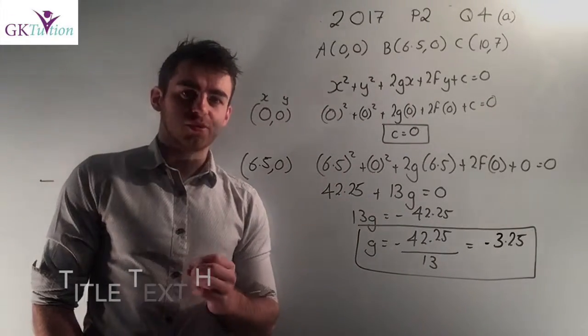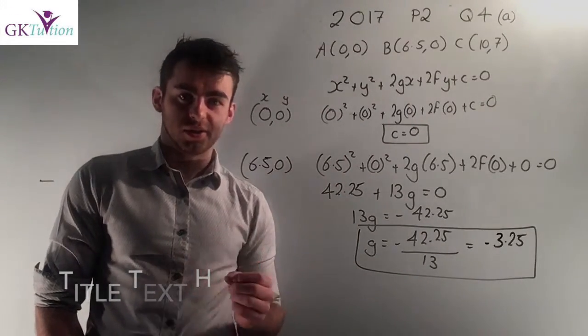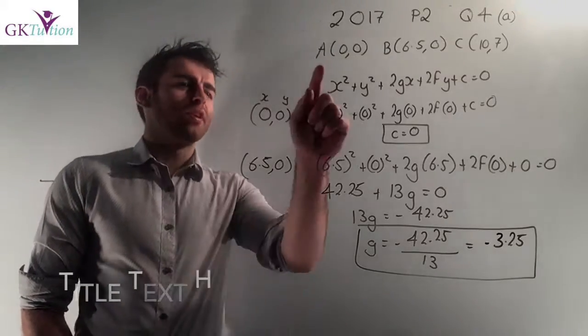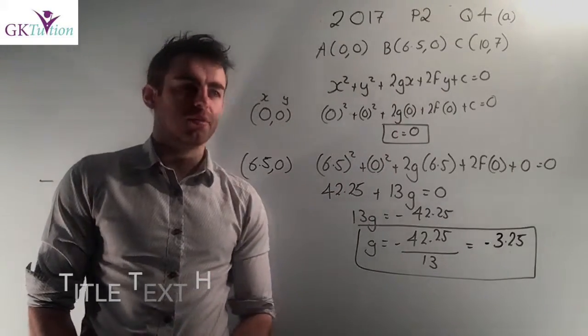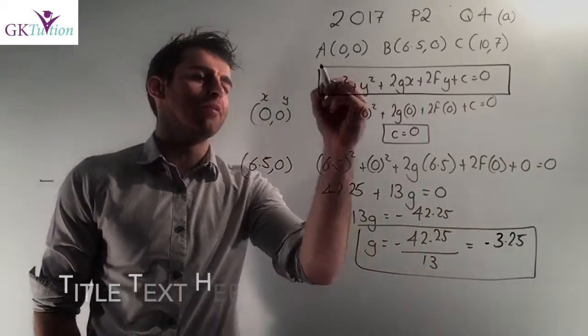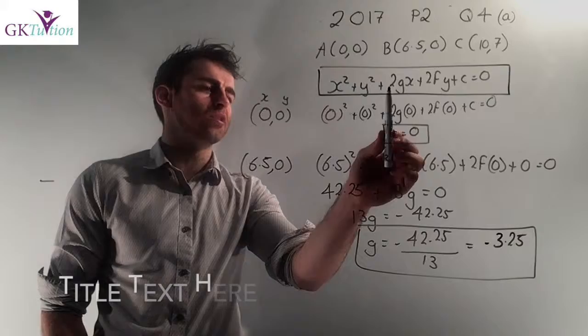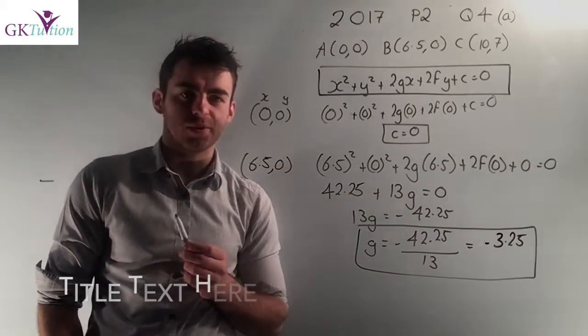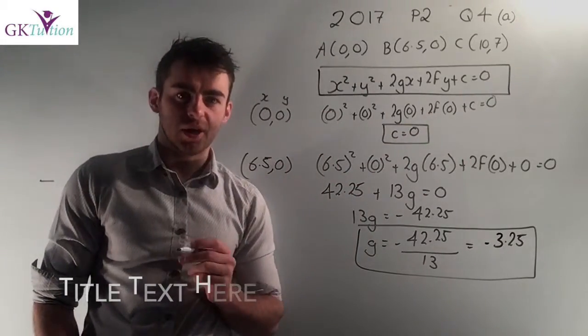We're told that these three coordinates are all points on a circle. If you know that, you should immediately realize that every circle can be written in the form x squared plus y squared plus 2gx plus 2fy plus c equals 0. You can take that directly from your log tables.